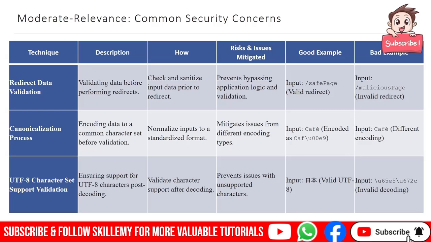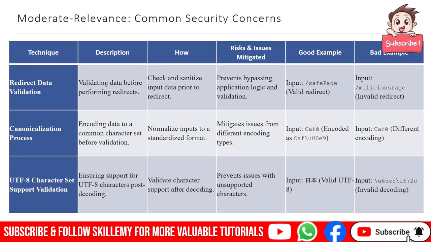This process involves encoding input data to a common character set before any validation occurs. Normalizing inputs helps ensure that variations in encoding do not create security loopholes. For example, the input cafe may be represented in multiple ways depending on the character encoding. By converting it to a standardized form, such as CAF+U00E9, we mitigate issues that could arise from inconsistent handling of characters. If we receive an input like cafe, which may look similar but is encoded differently, it could lead to unexpected behaviors and vulnerabilities, highlighting the importance of canonicalization.